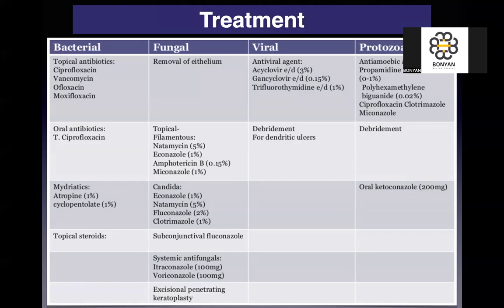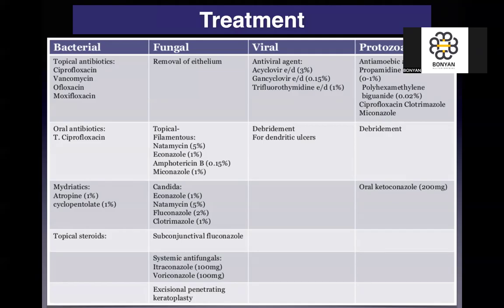The same in fungal: you can remove the epithelium, you can debulk the infection, and you can help penetration of the antifungal agents. You will start with the topical antifungal. For filamentous, give natamycin, itraconazole, amphotericin B, and miconazole.